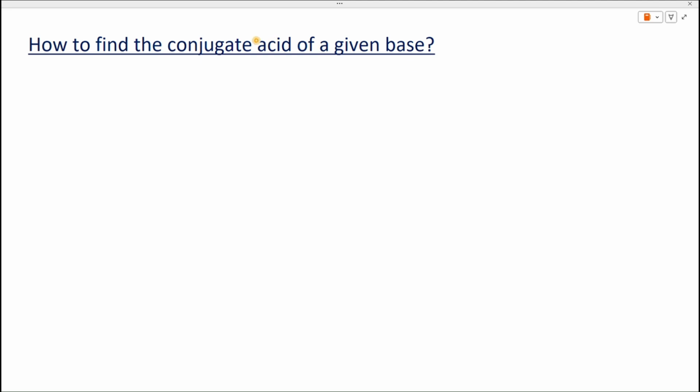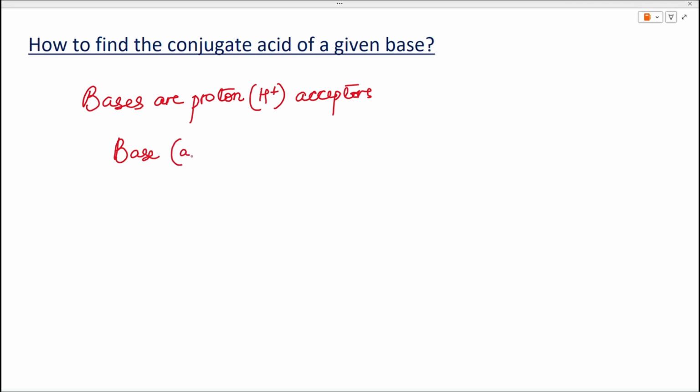Hello, in this video we'll understand how to make a conjugate acid for a given base. We know that the bases are proton acceptors, where the proton is H positive. So if you have been given a base, just add an H positive to it and you will get the conjugate acid.